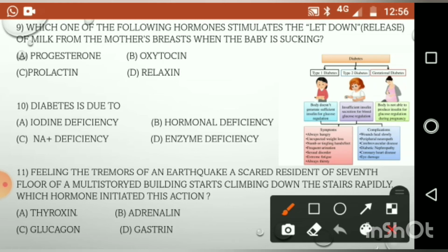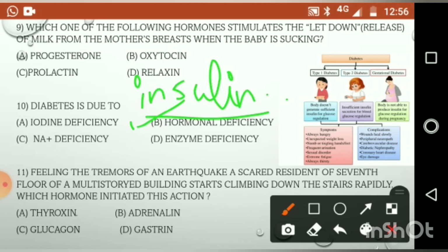And the correct answer for this question is B. Hormonal deficiency. So basically it is caused due to the deficiency of insulin. Okay, we solved this type of thing in the first question, if you remember. So now we will talk about diabetes over here.